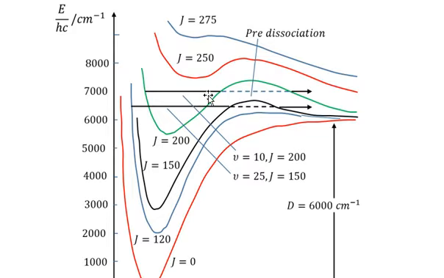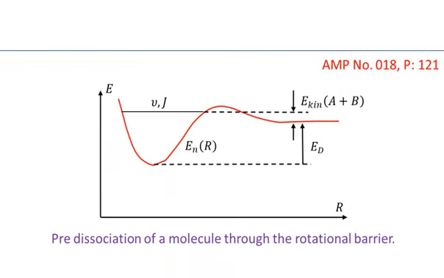Similarly, I have shown another level for the green curve. For the value of J equal to 200, the vibrational level is shown, which has a value of V equal to 10, and J equal to 200. Again, for this level, I have shown the centrifugal potential over here, above the dotted line. And I have explained these pre-dissociation potentials, or the centrifugal potential, or the rotational barriers, with this diagram in much greater detail.